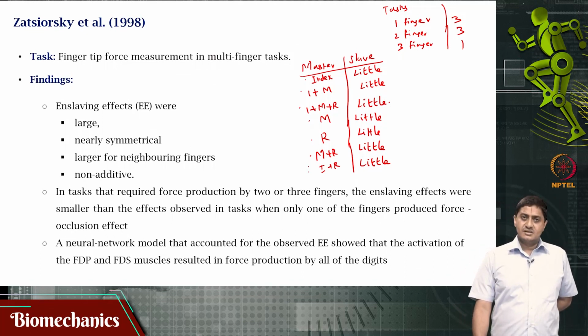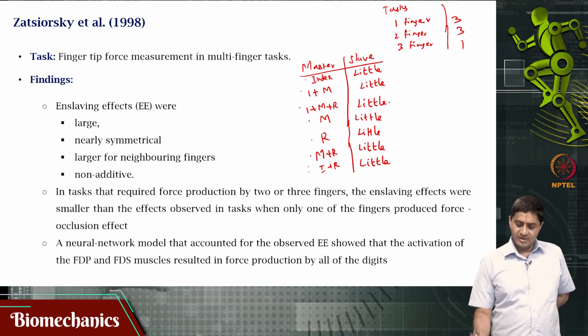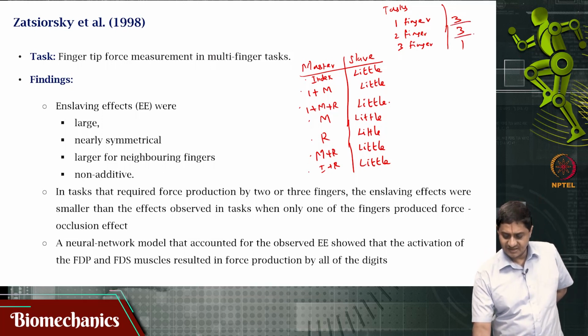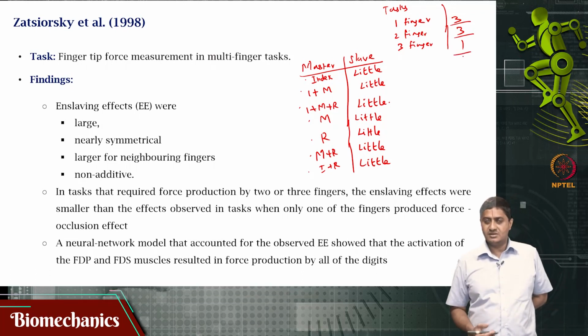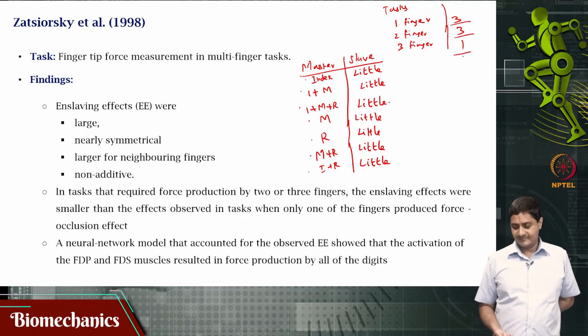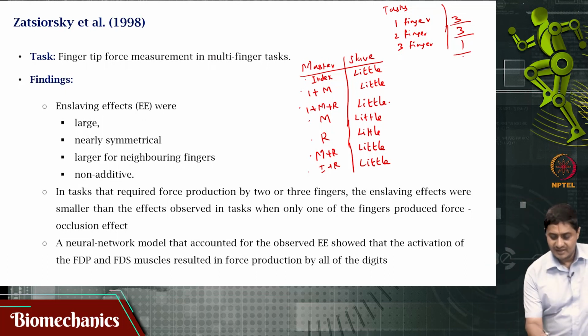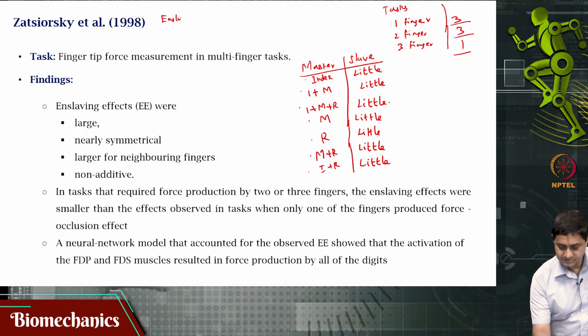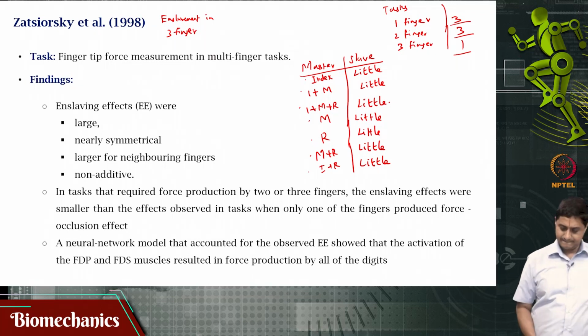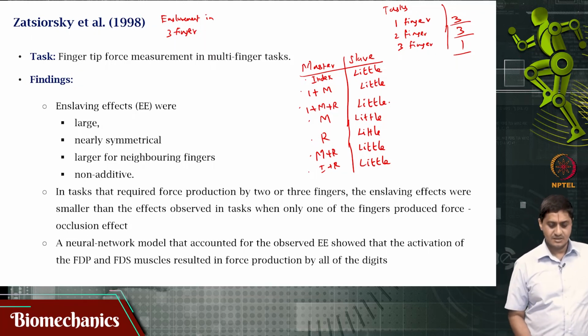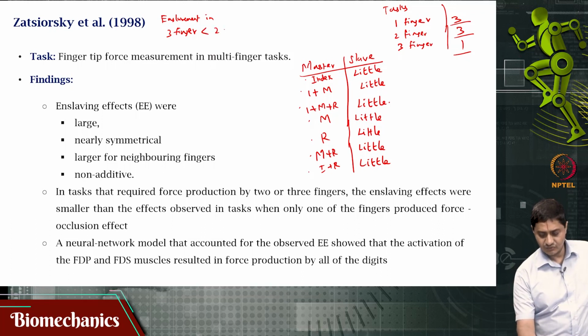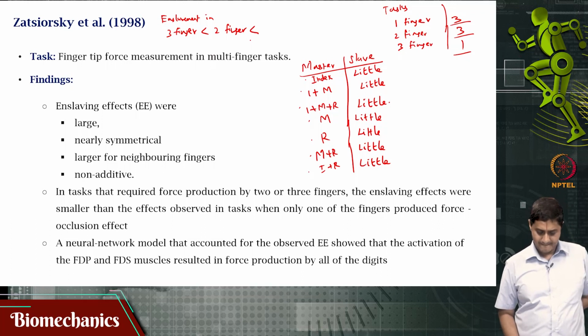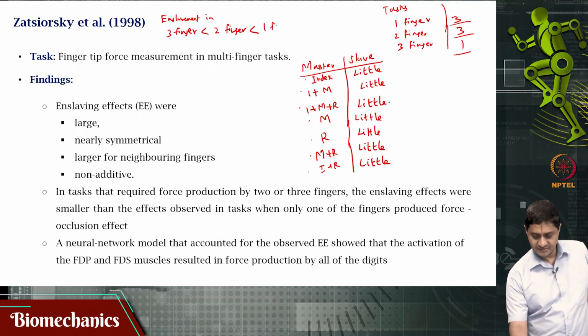My question is, can I compare the amount of enslavement in these three tasks with these three tasks and this one task? How would enslavement in the little finger vary? It turns out that enslavement in three finger tasks is less than the enslavement in the two finger tasks, which is less than the one finger tasks.